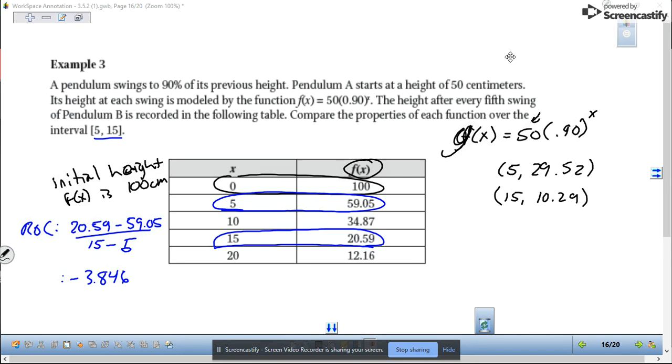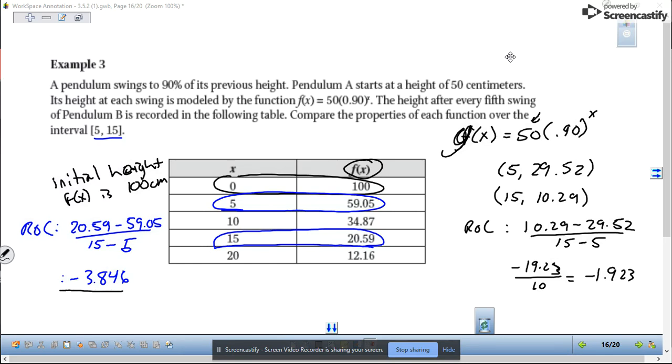Okay, so average rate of change would be 10.29 minus 29.52 over 15 minus 5. Okay, again, plugging all that into the calculator, you get negative 19.23 over 10, which is negative 1.923. So what that should show you is that this one is decreasing at a faster rate. The table is decreasing at a faster rate.